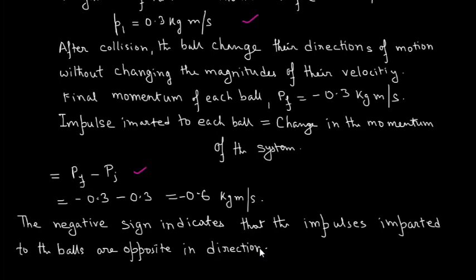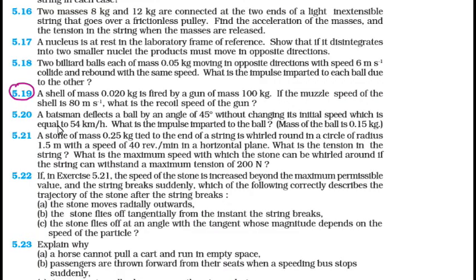Let us see the next sum. Now let us do 5.19. A shell of mass 0.020 kg is fired by a gun of mass 100 kg. If the muzzle speed of the shell is 80 meter per second, what is the recoil speed of the gun? Let us see the solution.